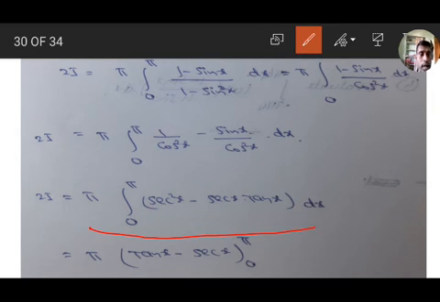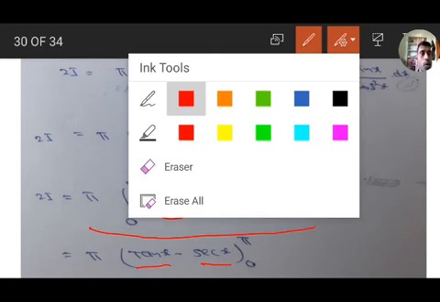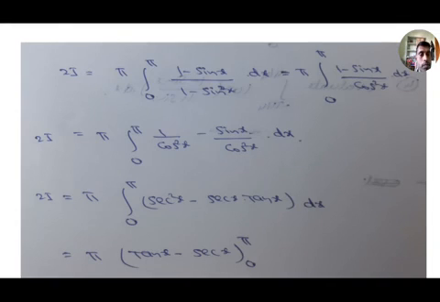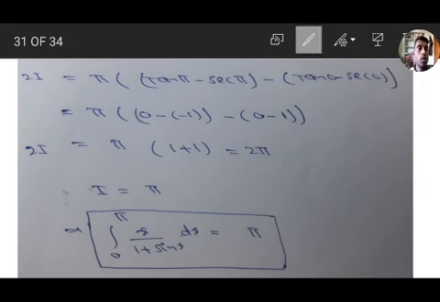So pi times the integral from 0 to pi of sec² x minus sec x tan x. The integral of sec² x is tan x, and the integral of sec x tan x is sec x. So 2I equals pi times [tan x minus sec x] from 0 to pi, upper limit minus lower limit. First the upper limit pi: tan pi minus sec pi, minus tan 0 minus sec 0, with pi outside.